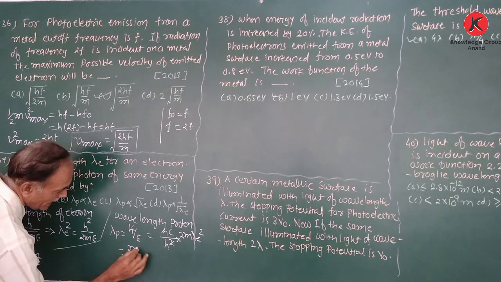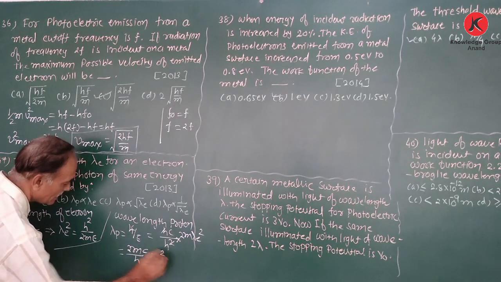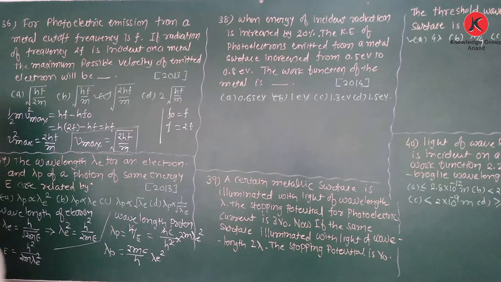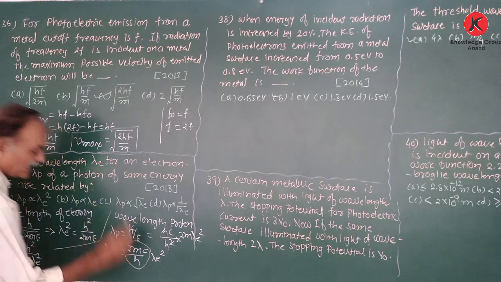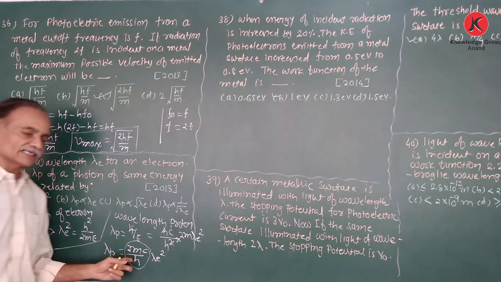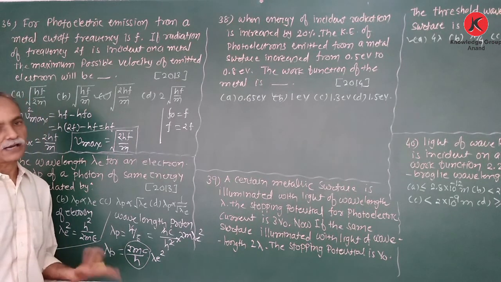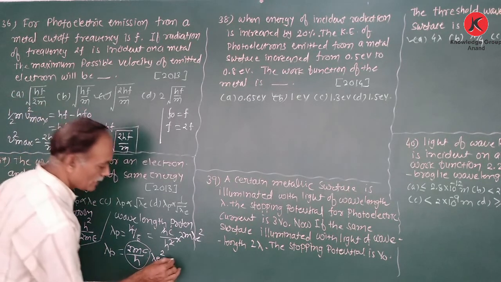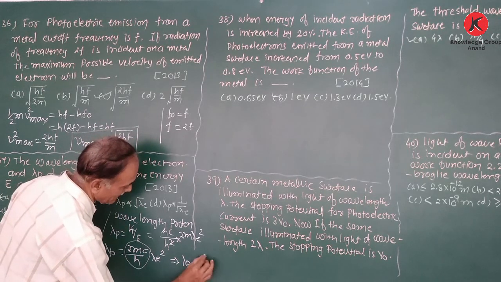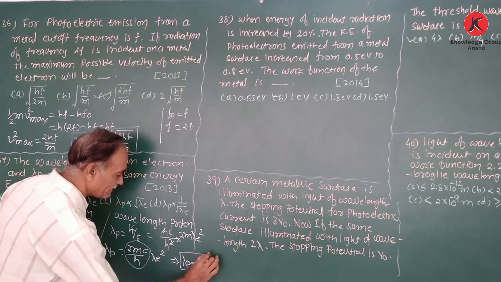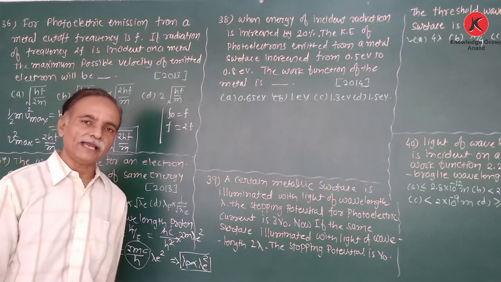Therefore, lambda P is equal to 2mc upon h into lambda E square. Here, h is the Planck's constant, c is the velocity of light, and m is the mass of the electron, all constants. Therefore, lambda P is proportional to lambda E square. That is the relation between the wavelength of photon and the wavelength of an electron.